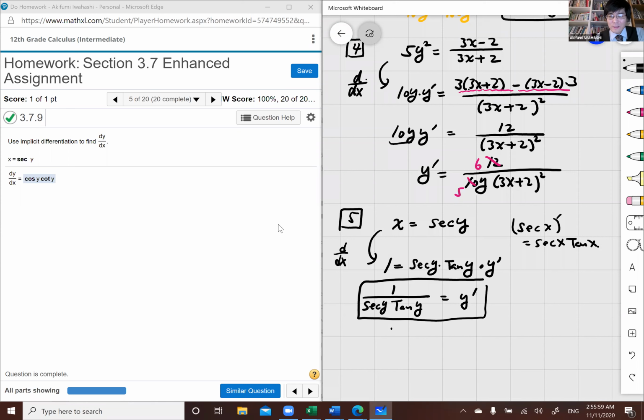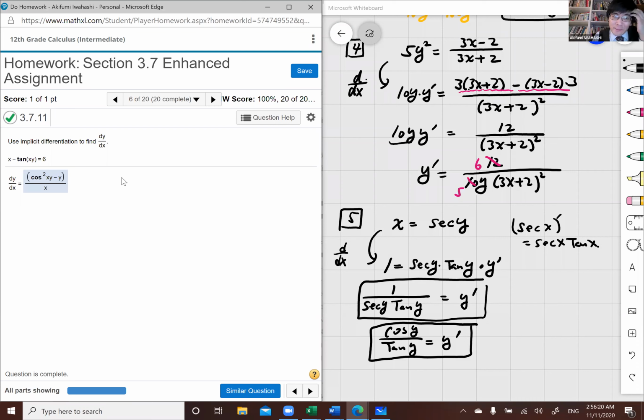But remember that the secant is just a reciprocal of cosine. So you can rewrite it as cosine y over tangent y. If you do not like fractional expression, you can also change tangent to cotangent. So that's what I got on the left.